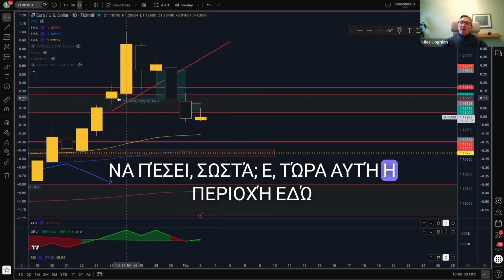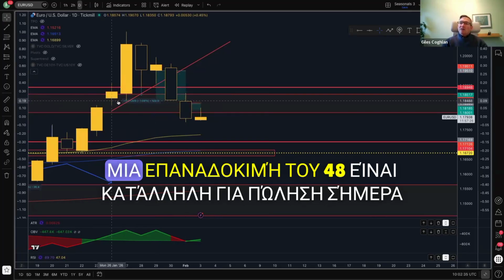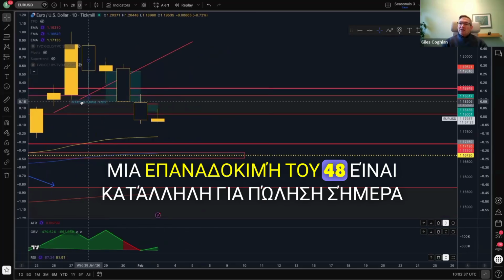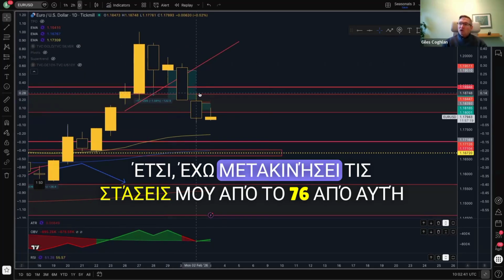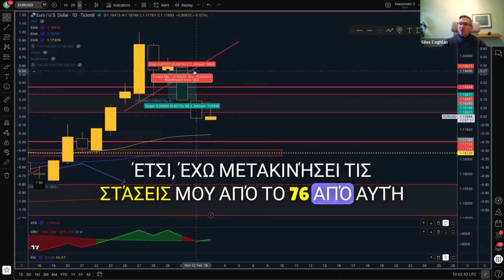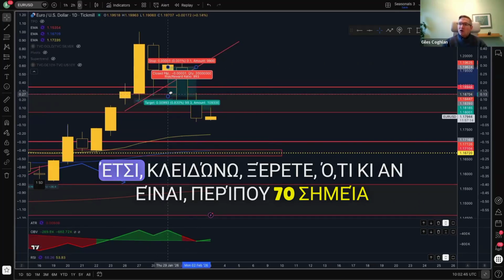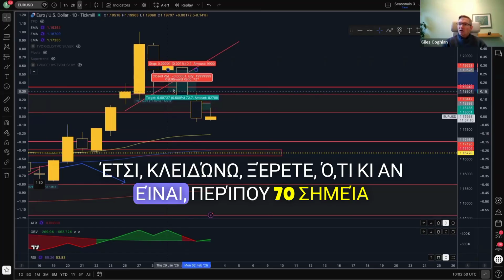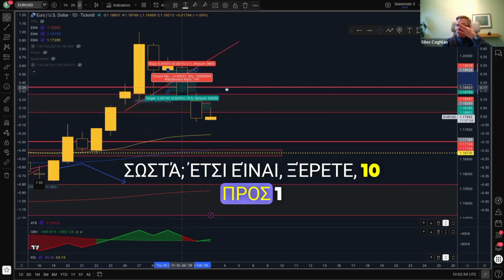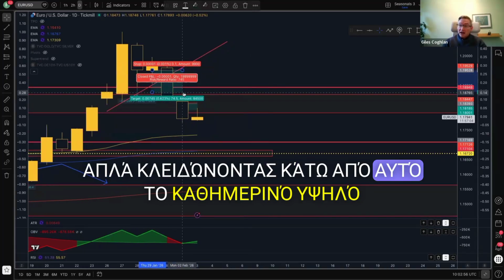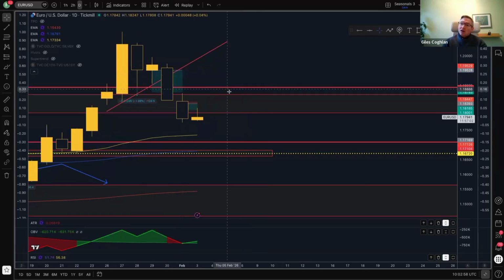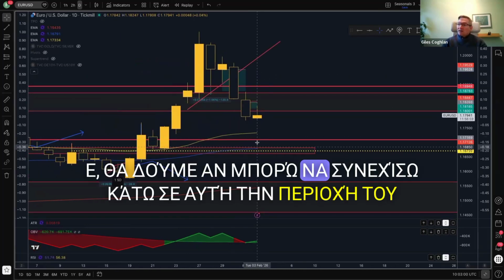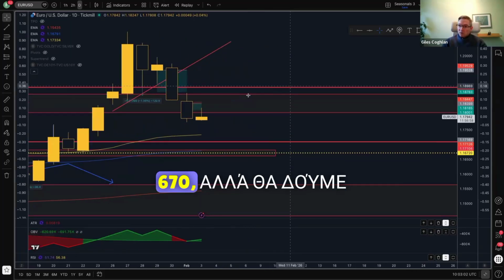Now this area here, a retest of that 48 is suitable for shorting today. So I've moved my stops from 76 from this position here. So I'm locking in whatever it is, 70 odd points, right? So that's like 10 to 1, just locking in underneath that daily high. See if I can carry on down to this 670 region, but we'll see.